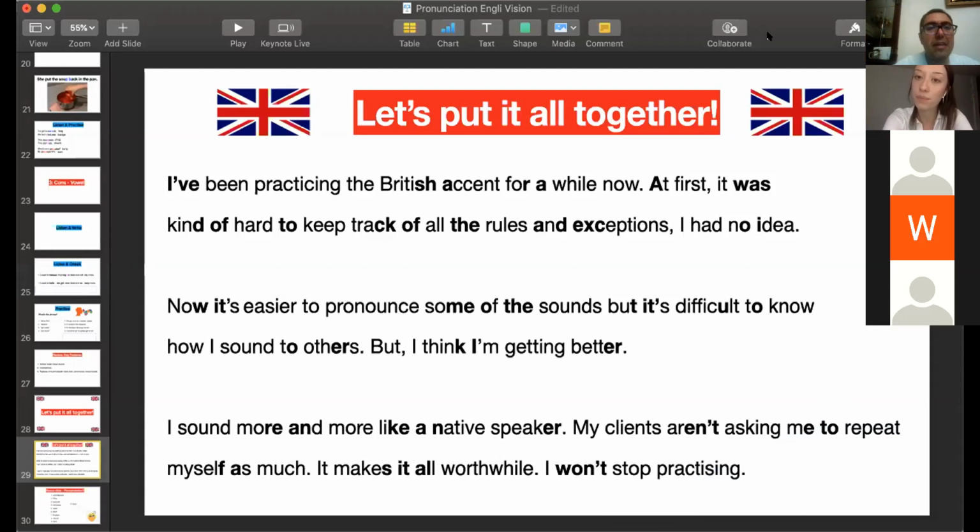Okay. Can you please, once again, read this part? Let's put it all together once again. Sure. The whole piece, yeah? Yeah. I've been practicing the British accent for a while now. At first, it was kind of hard to keep track of all the rules and exceptions. I had no idea. Now it's easier to pronounce some of the sounds, but it's difficult to know how I sound to others. But I think I'm getting better.